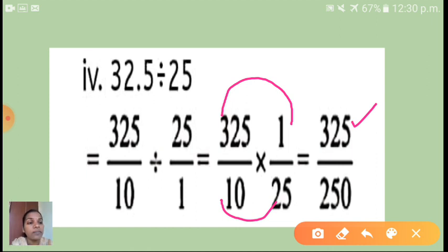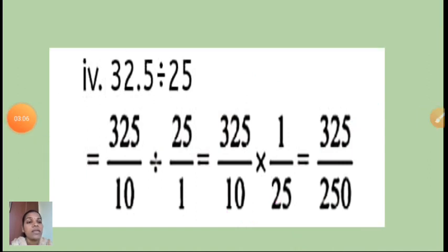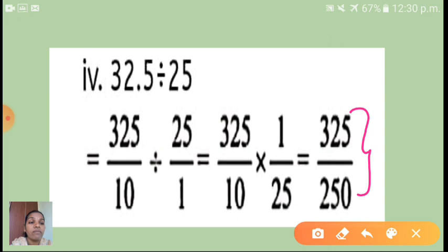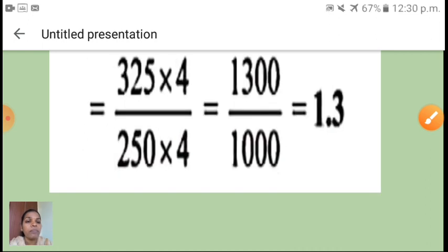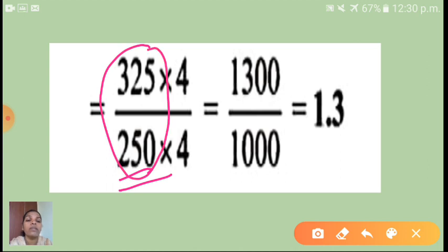So children, see here, now what do you want? So children, this is your answer now you got. Next one, this you have to convert into a decimal number, isn't it children? For that, in denominator place we want the power of 10 number, that means 10, 100 or 1000, isn't it? So the denominator 250. So 250 into 4 is equal to 1000. So next step, I am multiplying this fraction with 4.